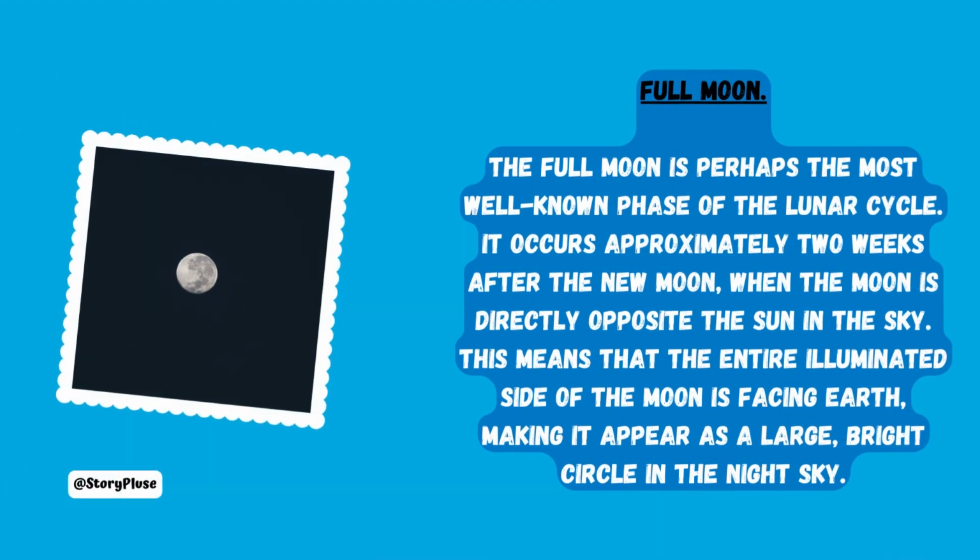Full moon. The full moon is perhaps the most well-known phase of the lunar cycle. It occurs approximately 2 weeks after the new moon when the moon is directly opposite the sun in the sky. This means that the entire illuminated side of the moon is facing Earth, making it appear as a large bright circle in the night sky.